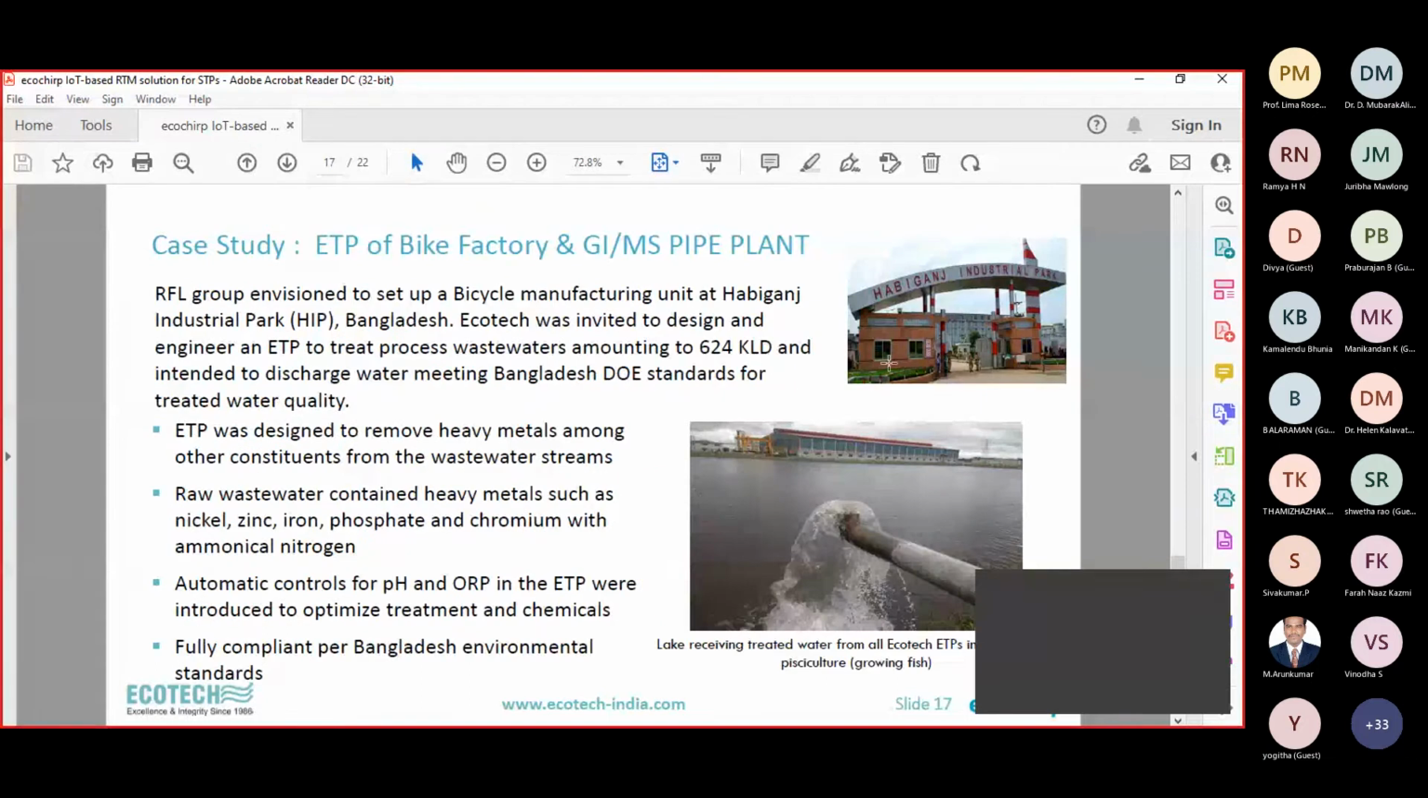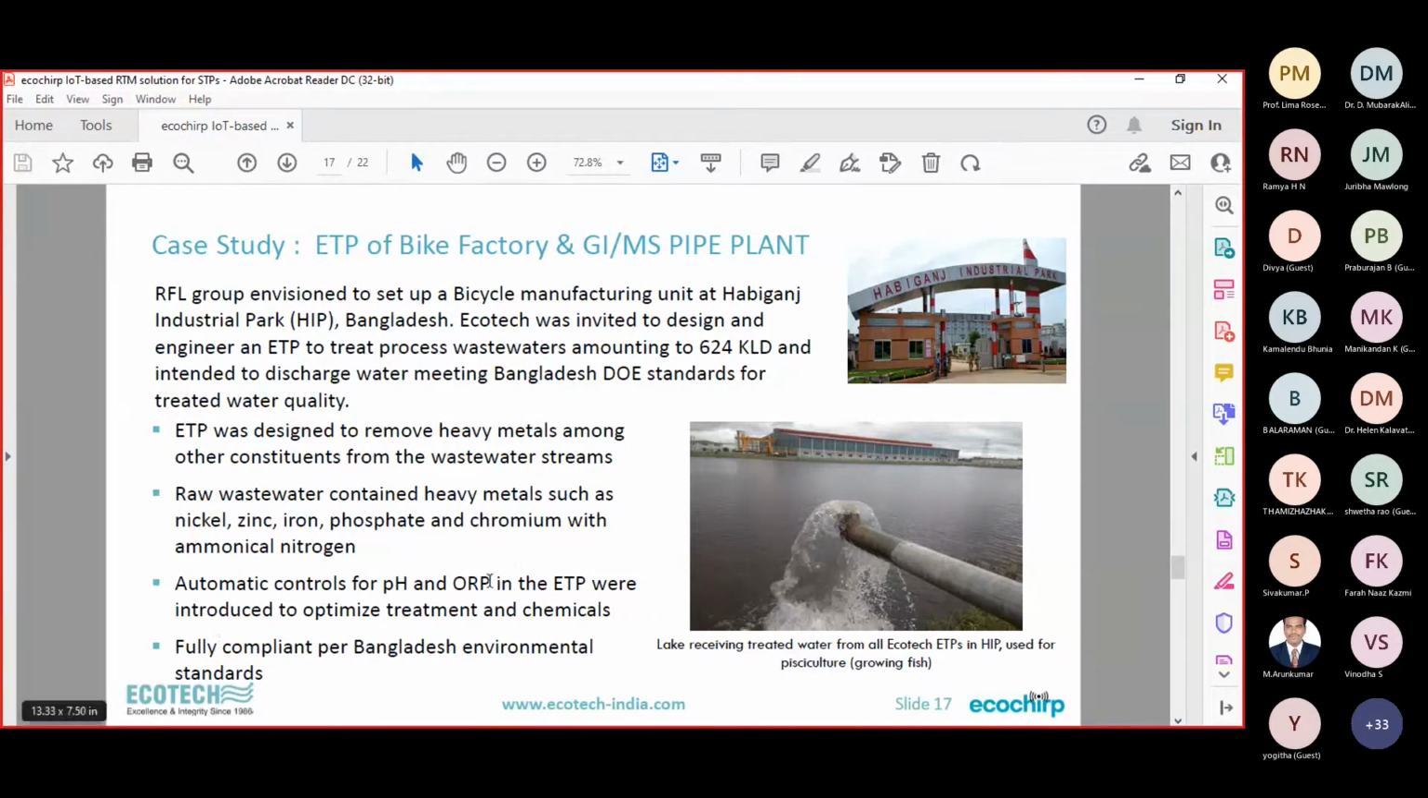And you can see this is the Habiganj Industrial Park. And the final treated water. In this Habiganj Industrial Park, we have set up about 5 different ETPs. As I said, for a foods plant, for a textile plant, for a cassava starch plant. There are 4 or 5 different treatment plants. All the treated water is collected in a huge lake here, a lake receiving treated water from all Ecotech ETPs. And here, actually, we grow fish. Pisciculture is followed. This is the quality of water we get from this. So it is fully compliant.